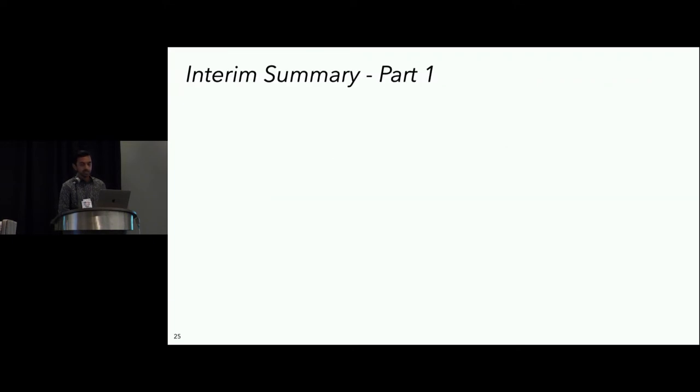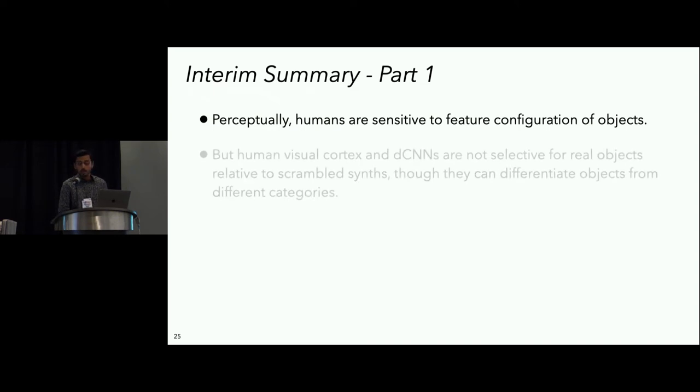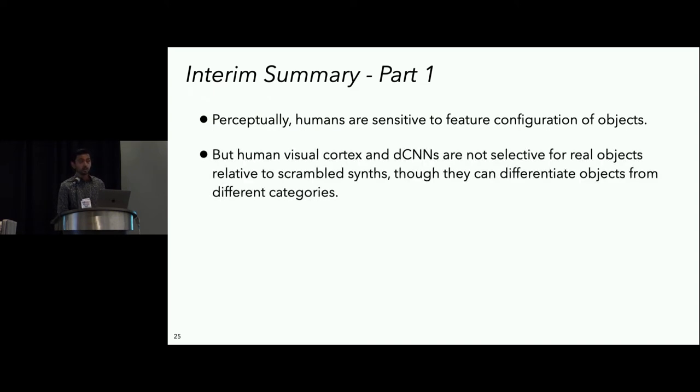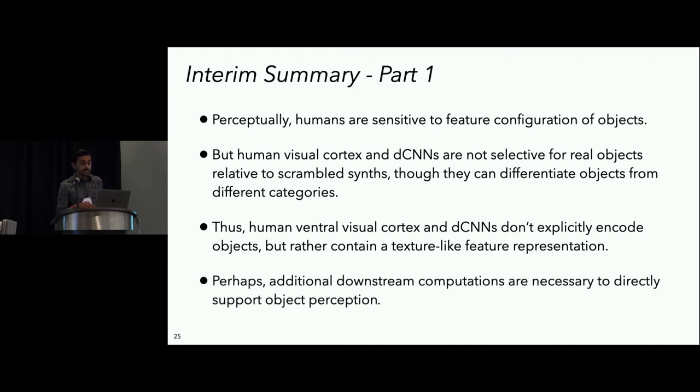So as an interim summary here, we're showing that perceptually, humans are sensitive to the feature configuration of objects. But visual cortical representations are not configurally selective, though they do contain feature representations capable of discriminating different categories of objects. So from this, we can conclude that human ventral visual cortex and DCNNs don't in fact explicitly encode objects, but rather contain a texture-like feature representation. So of course, the big question is, how do you then reconcile these neural results with these behavioral results? How does this texture-like representation support object perception?